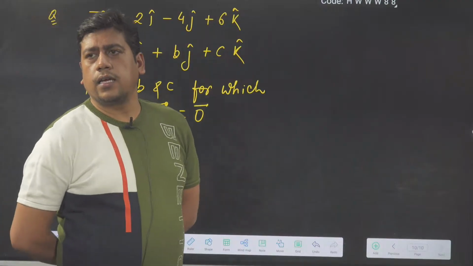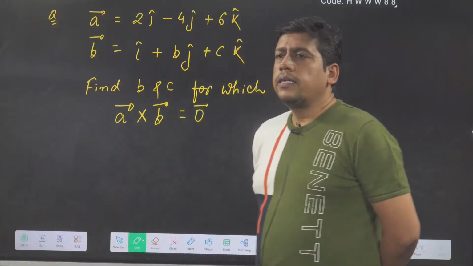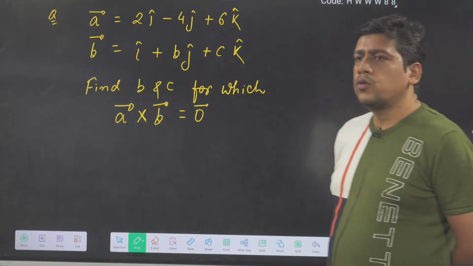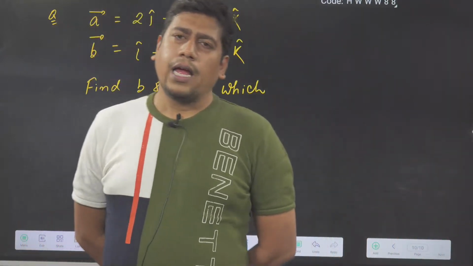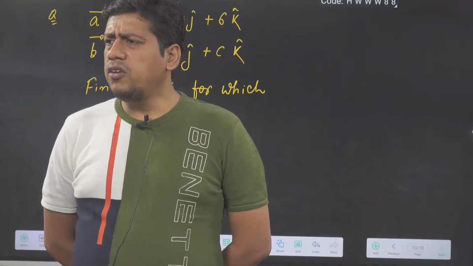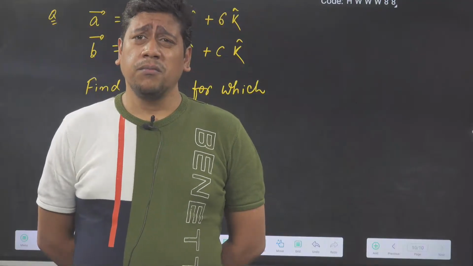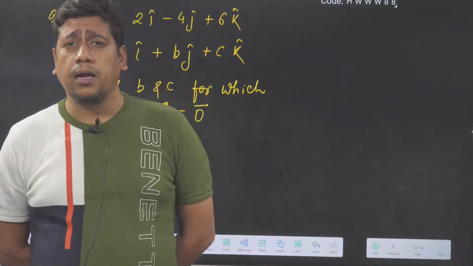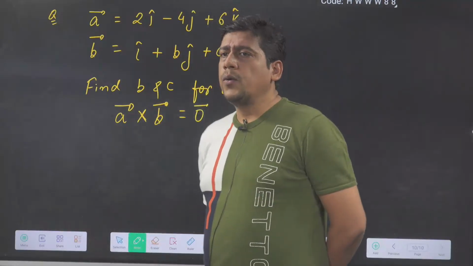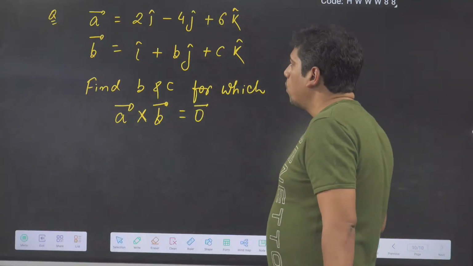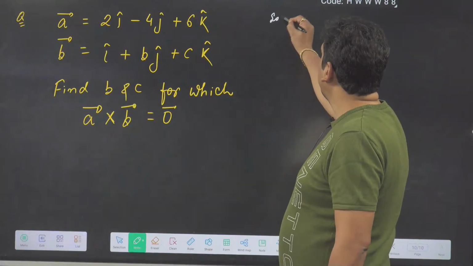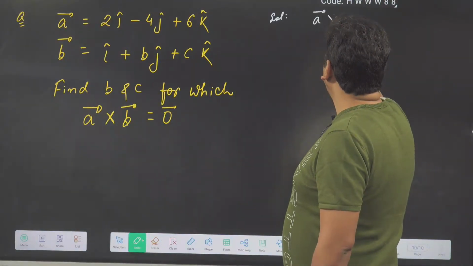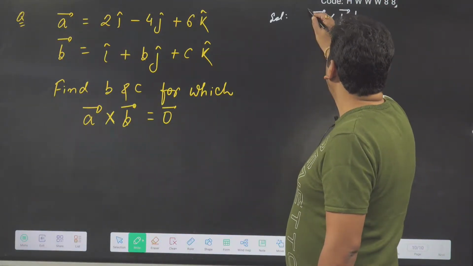Chalo, chalo, chalo, jaldi solve it. See, normally how you like to solve it? Sir, A cross B is 0, so I will take the cross product and then I will equate it to 0. You can do like that. But don't you think it will be a little bit lengthy? So what we can do? So understand what I told you. If A cross B is 0, understand?